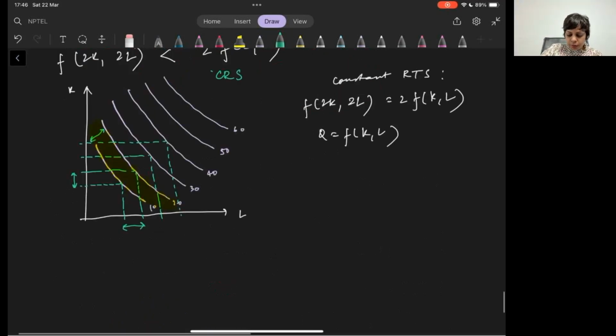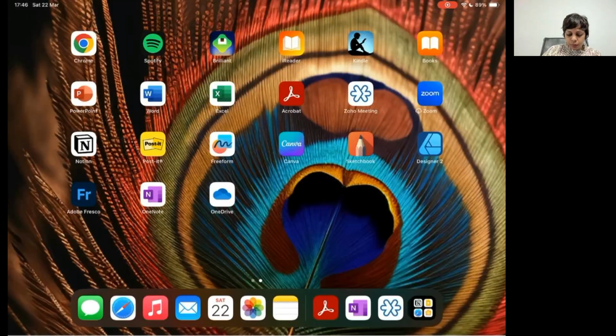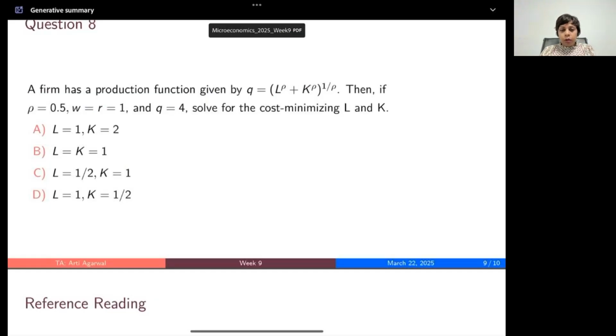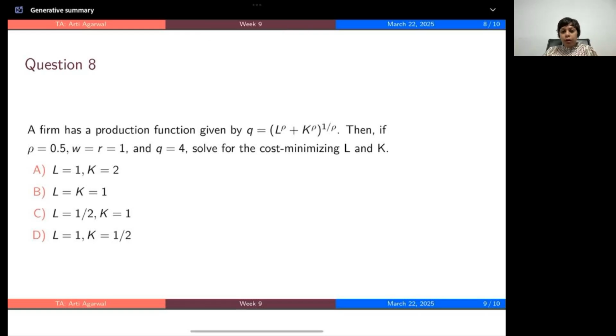Let's do this as C. Okay, let me go to the last question. This is similar to what we did before. That's why I thought it's a better idea to explain this part first. In this, you're given the production function, which is sort of like a CES function. This is L to the power of rho plus K to the power of rho, whole to the power of 1 by rho. And you're given the value of rho as 0.5. Rents and wages are both equal to 1. You are given that the quantity is equal to 4. You are asked to solve for the cost minimizing values of L and K.